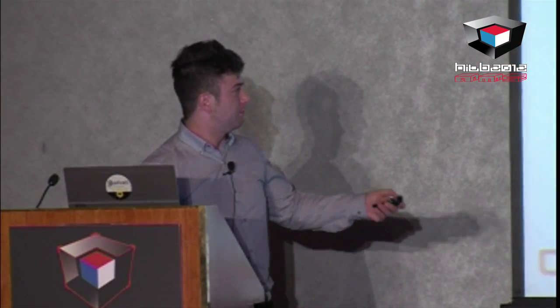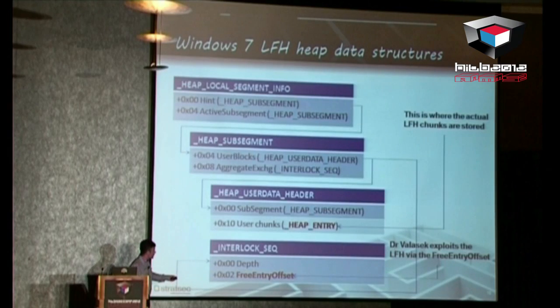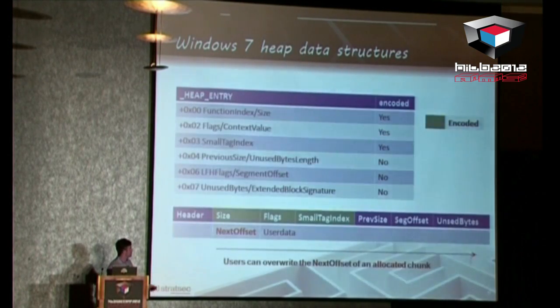So these are the really important points to look out for. This heap entry here, and the free entry offset. This is actually used to exploit the heap manager, from Chris Valasek. Yep, so this is what the actual chunk will look like.